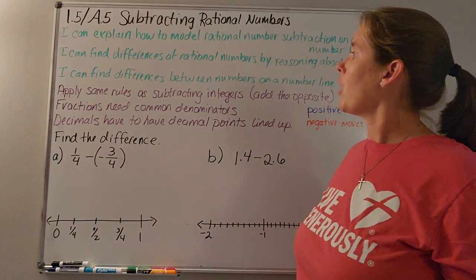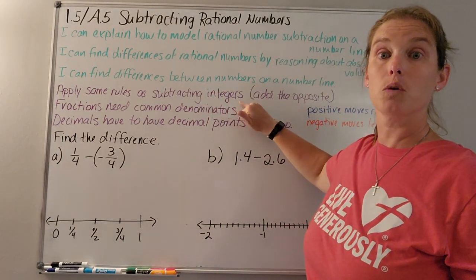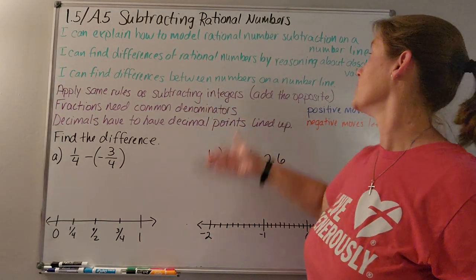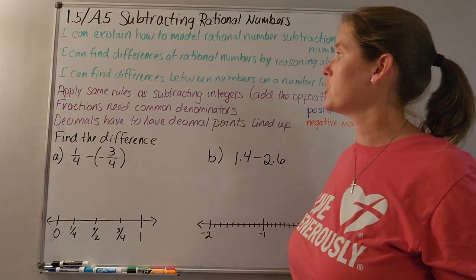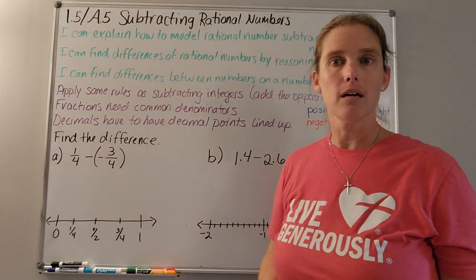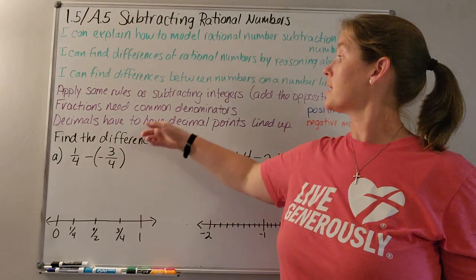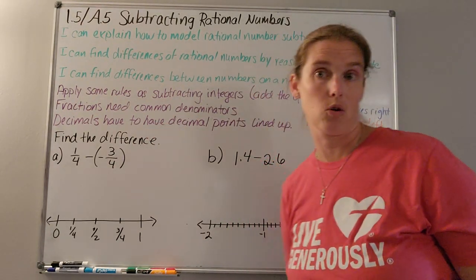All right, so a couple things to keep in mind. We're going to apply the same rules as subtracting integers, which really means we turn our subtraction problems into addition problems and add the opposite. And then apply all those addition rules. Fractions need to have common denominators in order to subtract or add, right? And decimals have to have decimal points lined up in order to subtract or add them.